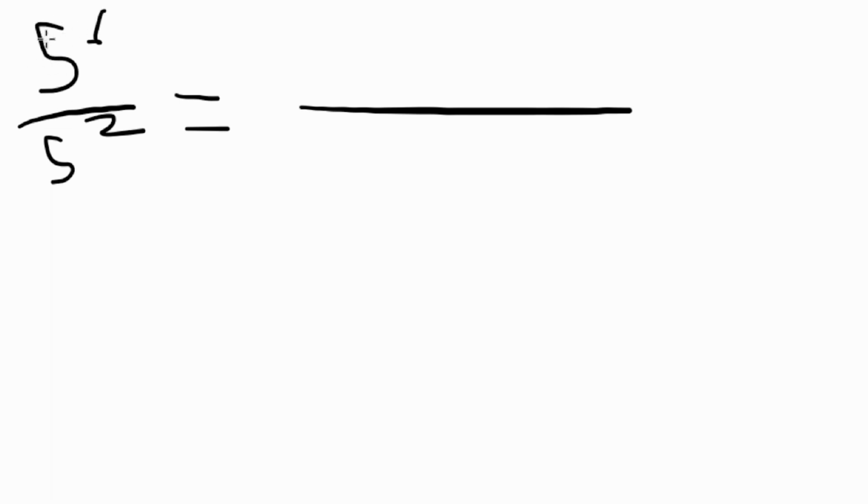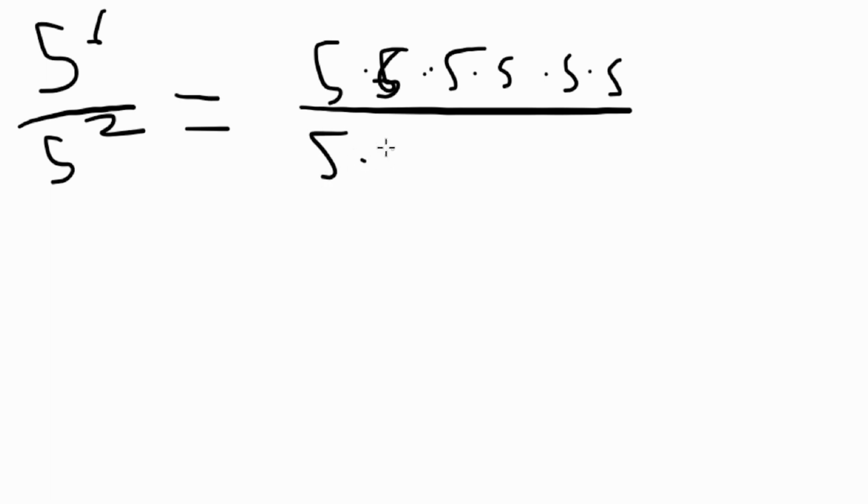If you have a number here, you want to multiply this number by itself this many times. For example, we have 5 and 6, so you're going to want to multiply 5 six times, or 5 times 5 times 5 times 5 times 5 times 5. And we're going to do the same thing down here, but only 2 times: 5 times 5.